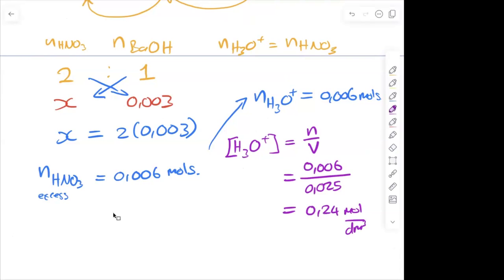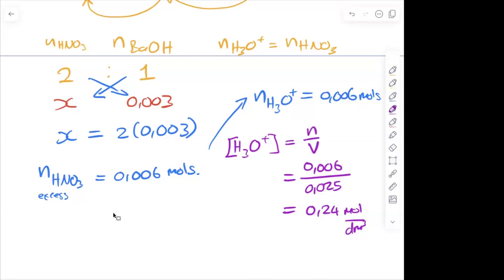Okay, someone is asking which step the HNO3 is in excess. The excess HNO3 is going to be used in step 2. We start off with the HNO3 originally, and the one that's in excess is then in step 2. That's very important. Step 2 is where it's going to be in excess. Cool. And as we go down, we now have our concentration, which is 0,24 moles per decimeter cubed.